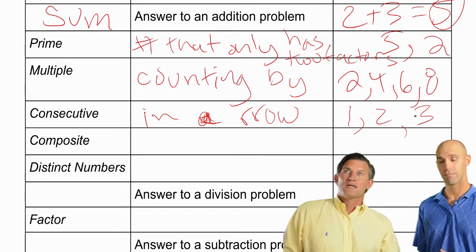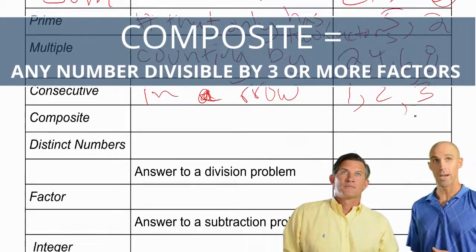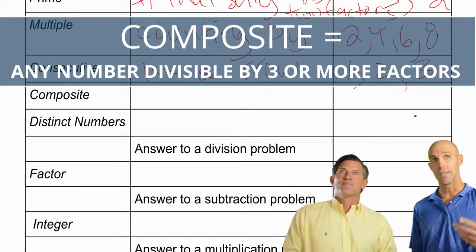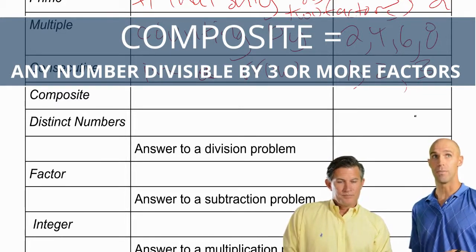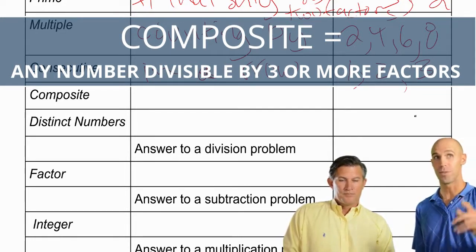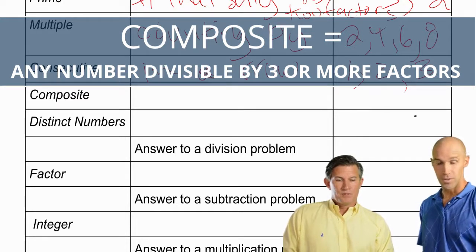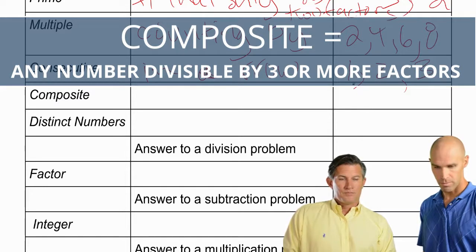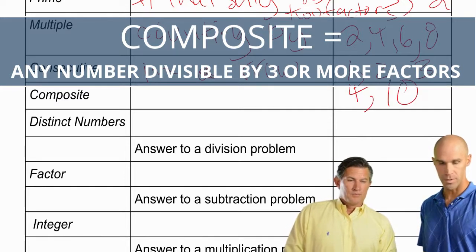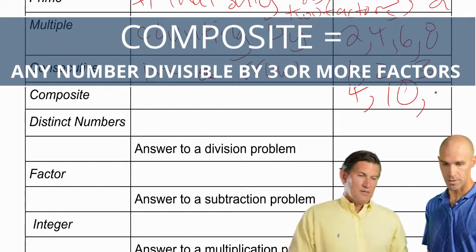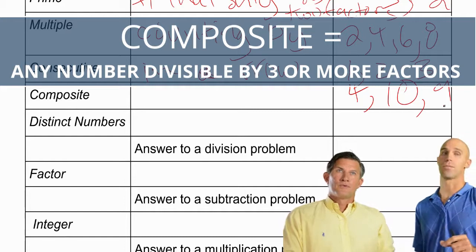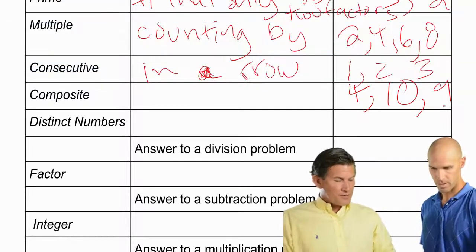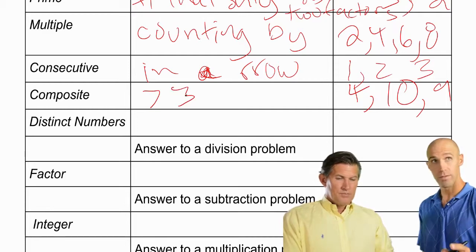All right, what is composite, Vitas? So composite is the opposite of prime. It's consisted of prime numbers. General composite numbers are 4, 10, composed of 2 and 5, and 9. So it's anything that is not just divisible by 2 factors. It's got 3 or more factors. That's what a composite number is.